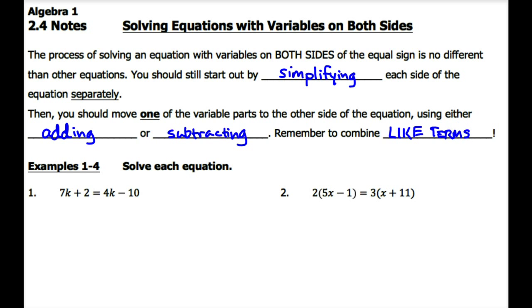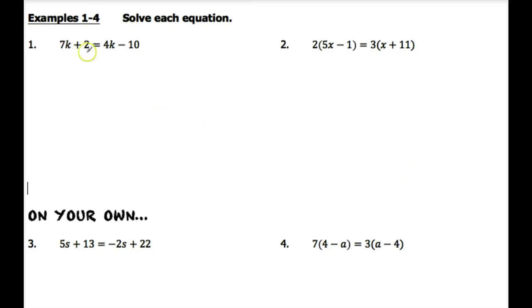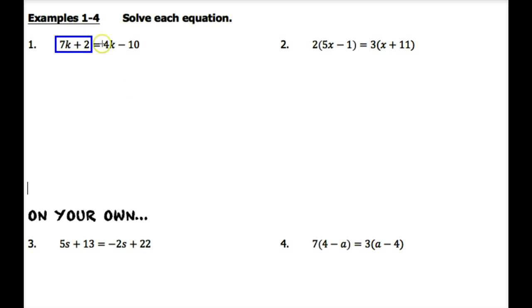Okay, so let's look here in example 1, and I'll show you what I mean by that. Number 1, we have 7k plus 2 equals 4k minus 10. So again, the first thing you want to do is just look at the left side by itself first. You have 7k plus 2 on the left. You can't do any simplifying there, so we're good with that. And now we'll look at the right side. The right side you have 4k minus 10. Again, there's no simplifying you can do. So we're going to jump right on to moving things over the equal sign.